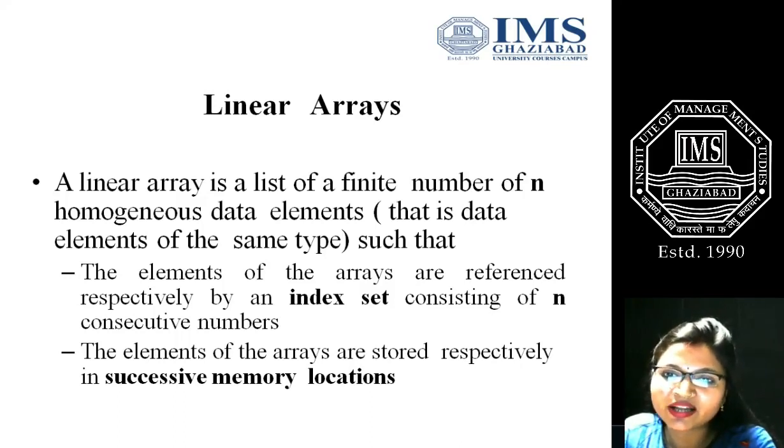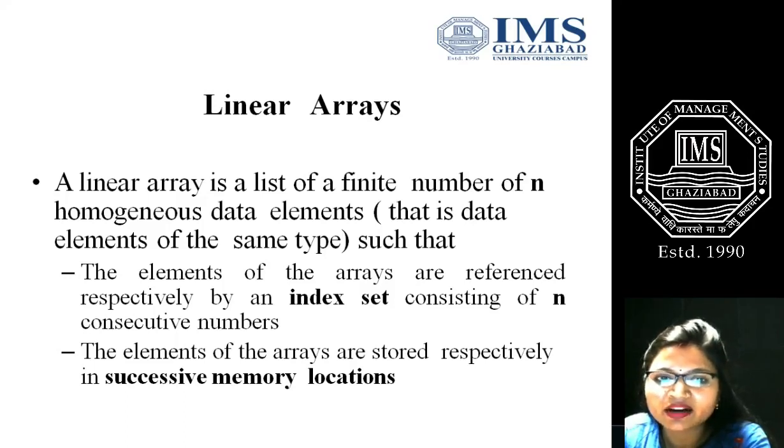Homogeneous means the data type of each and every element of an array is the same. So if we talk about a programming language, if we are storing integer elements, and the data type of the first element in an array is integer, it means the data type of all the elements present in the array is integer. So we are calling it a collection of homogeneous data elements.